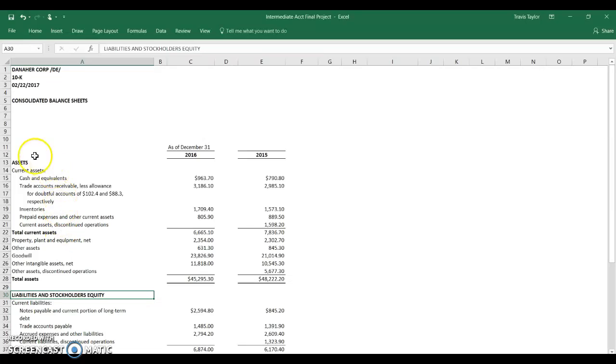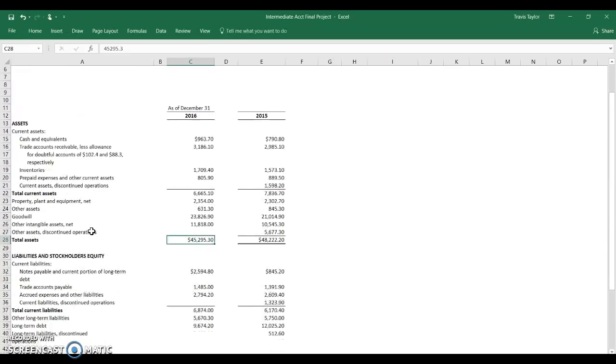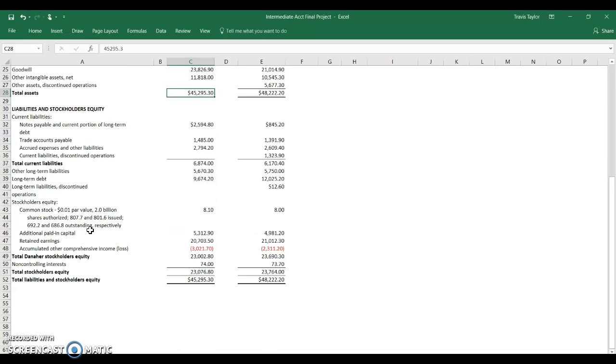So starting out here, we have the financial statements. In terms of assets, there were approximately $45.3 billion worth of assets, net assets in 2016, made up of basically 23 billion in stockholders' equity.